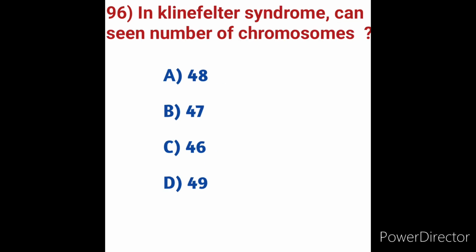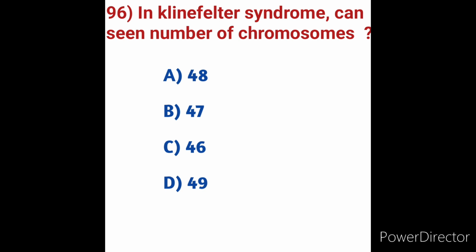In Klinefelter syndrome, how many chromosomes are present? We will see the options here. Option A 48, option B 47, option C 46, option D 49.